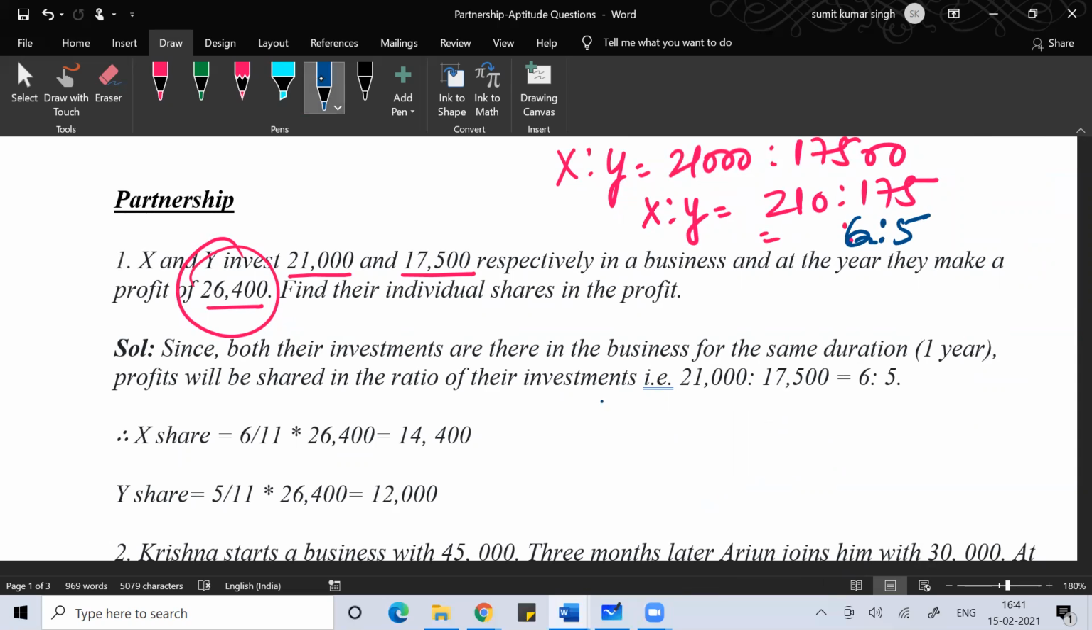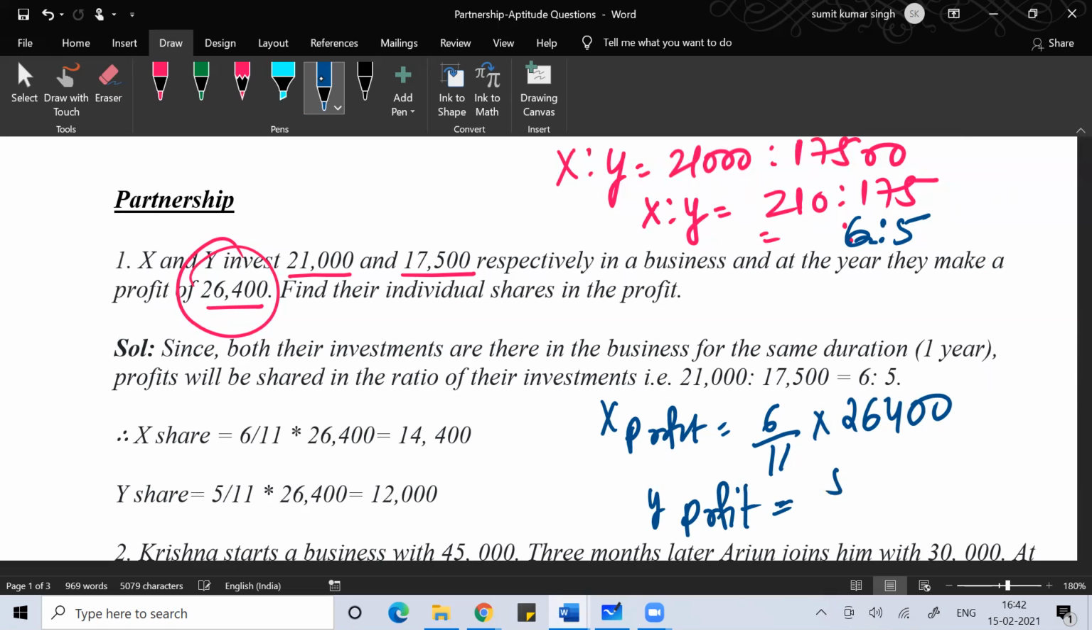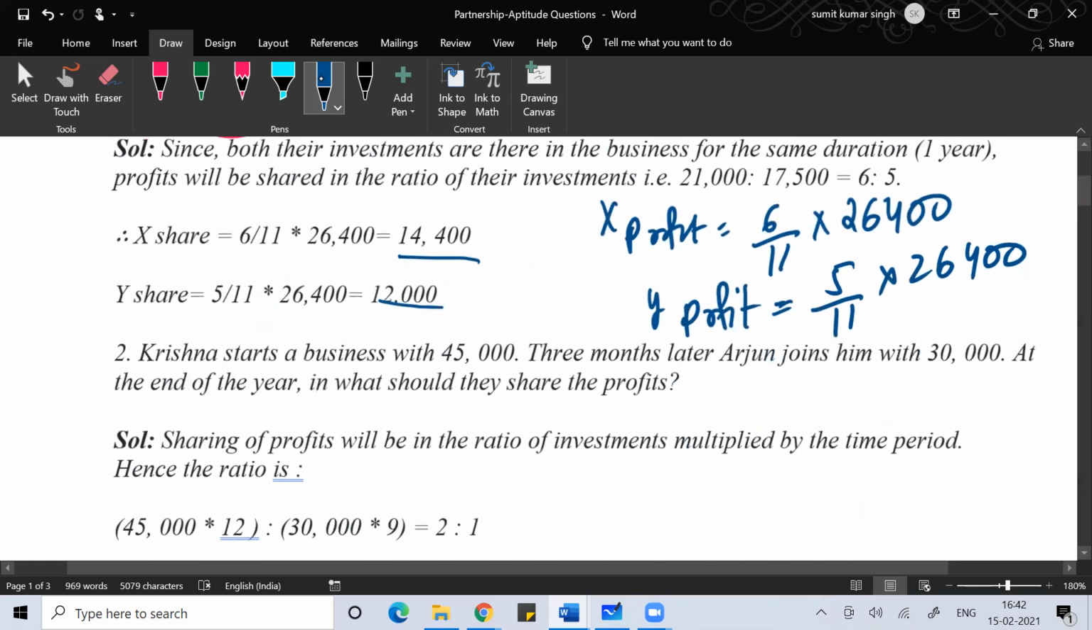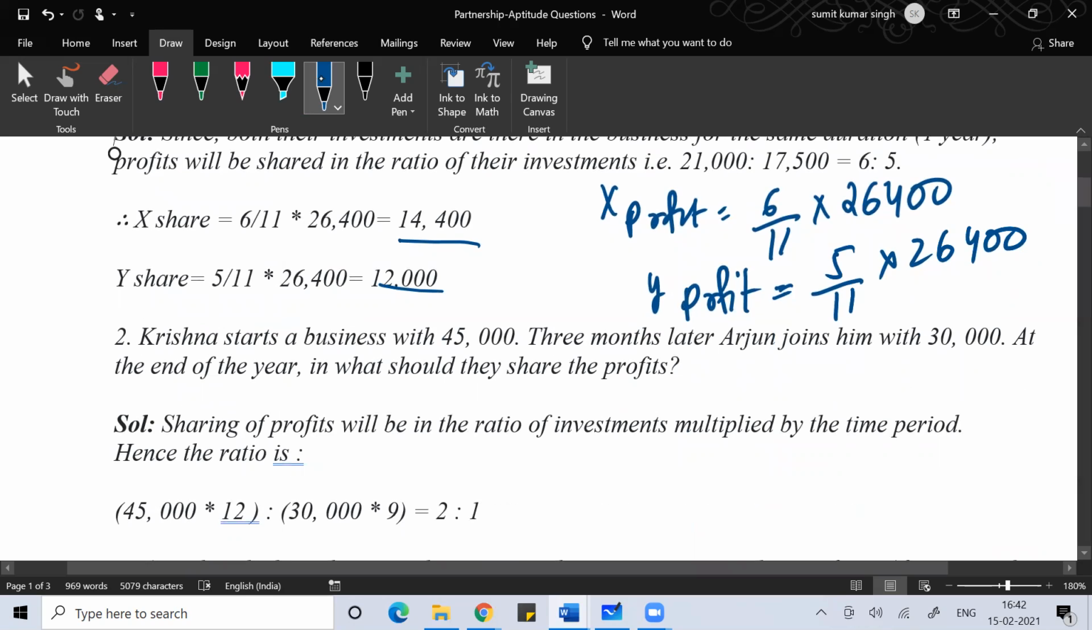So how much profit will X get? X will get 6 by 11 part of 26,400. How much profit will Y get? Y will get 5 by 11 part of 26,400. You can solve this and get the answer. Very simple. So question number 2: Krishna starts the business with 45,000 rupees.